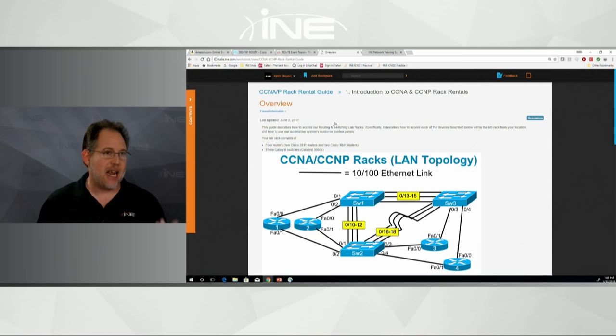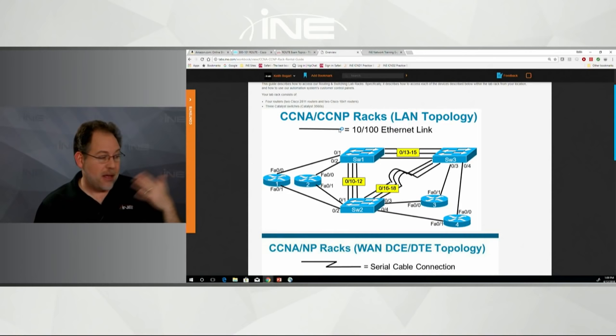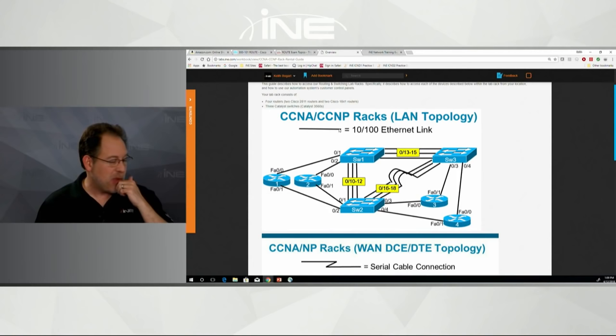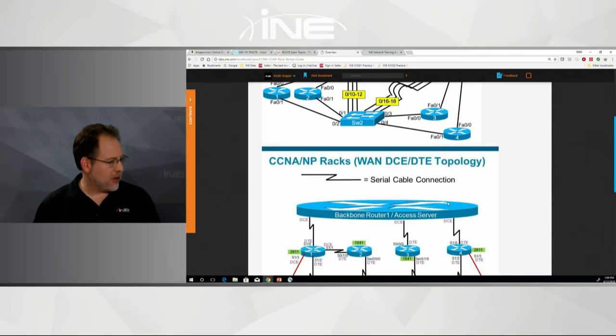So if you were going to create your own lab, I would say model it after what we have here within our CCNA, CCNP racks here at INE. We've got three switches and four routers. Now, in addition to that, what you don't see, and let's see if I can, maybe if I scroll down here a little bit. Yes, okay.